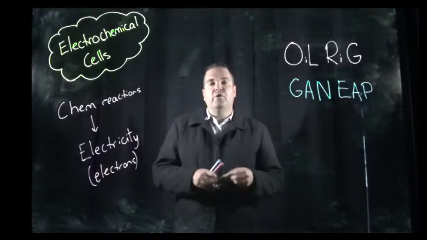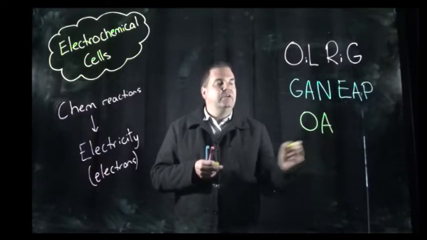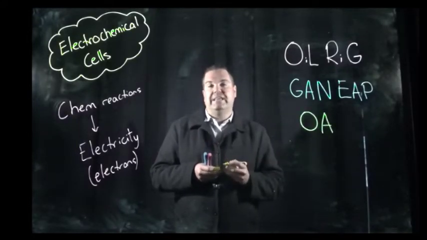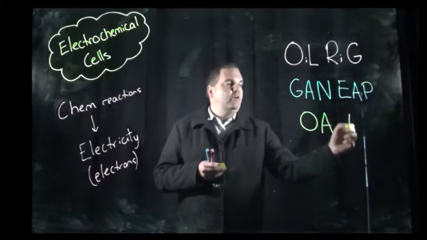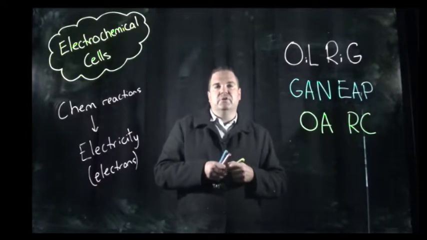The final one which I need you to remember is your vowels. O and A, your vowels, go together. Oxidation is at the anode, and obviously reduction is at the cathode. So your vowels and your consonants go together as well.